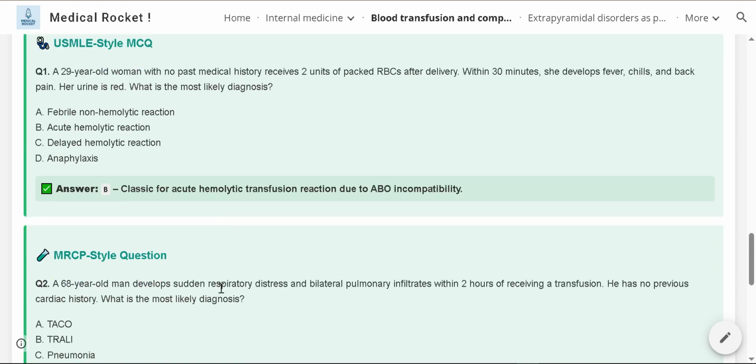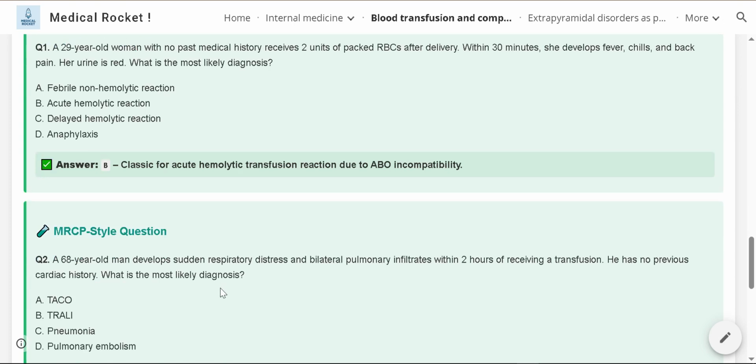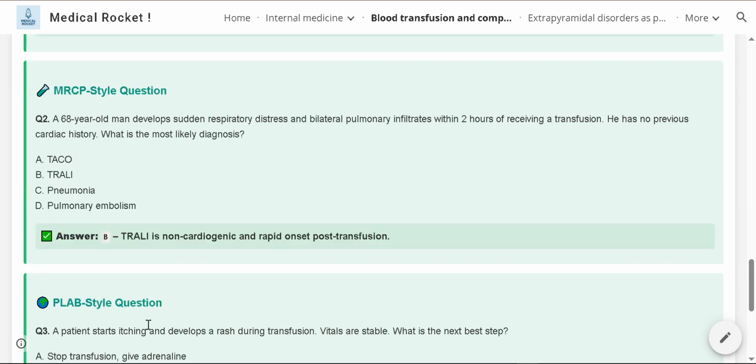MRCP style question Q2. A 68-year-old man develops sudden respiratory distress and bilateral pulmonary infiltrates within 2 hours of receiving a transfusion. He has no previous cardiac history. What is the most likely diagnosis? A. TACO. B. TRALI. C. Pneumonia. D. Pulmonary embolism. Answer B. TRALI. Transfusion-related acute lung injury is rapid onset non-cardiogenic pulmonary edema caused by donor anti-leukocyte antibodies.